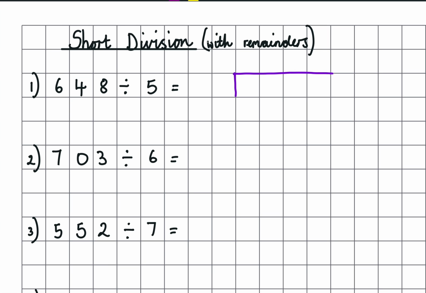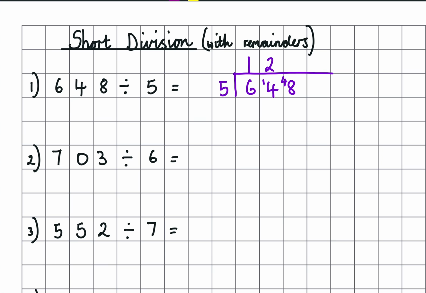So 648 divided by 5. The 648 goes inside the bus stop. The 5 goes on the outside. Now we say 5 into 6. How many times does 5 go into 6? It goes once, and there's one remainder. We carry the 1 over. 5 into 14, 5, 10. That goes twice, and there are 4 remainder.